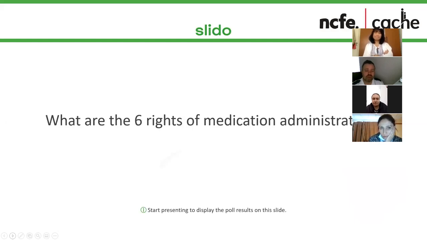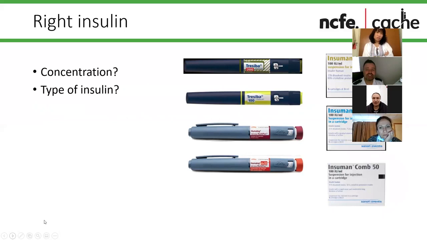So what are the 6 R's of medication administration? The right patient, the right dose, the right time. The right route. Right medication, right person.